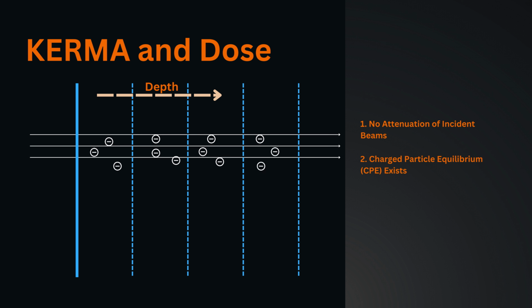Charged particle equilibrium exists. The energy transferred from the photon beam to liberate charged particles, such as electrons, occurs primarily in the first layer of the material.